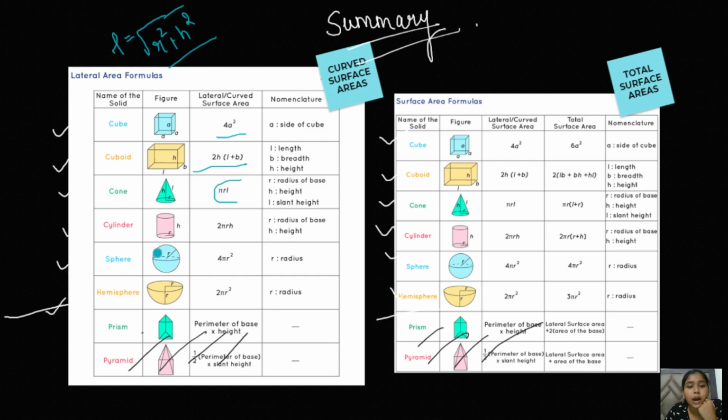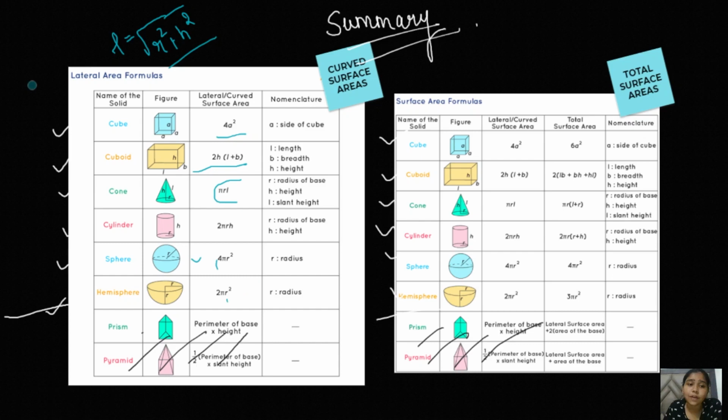Now in the case of a sphere, the curved surface area is 4 pi r square, where pi is the constant value and r is the radius. In the case of a hemisphere, the lateral or curved surface area is 2 pi r square, where r is the radius and pi is the constant value.